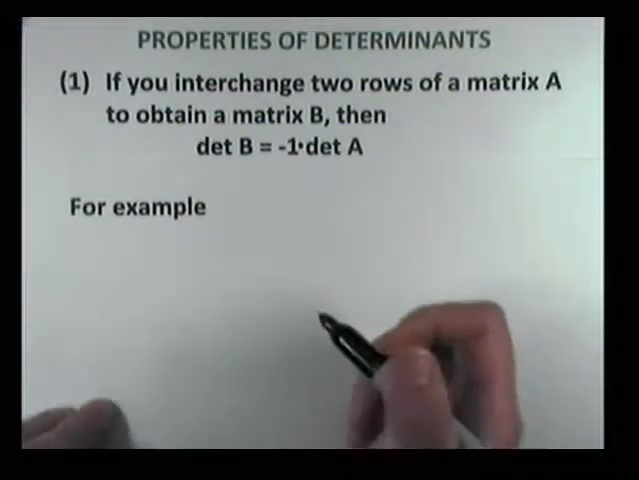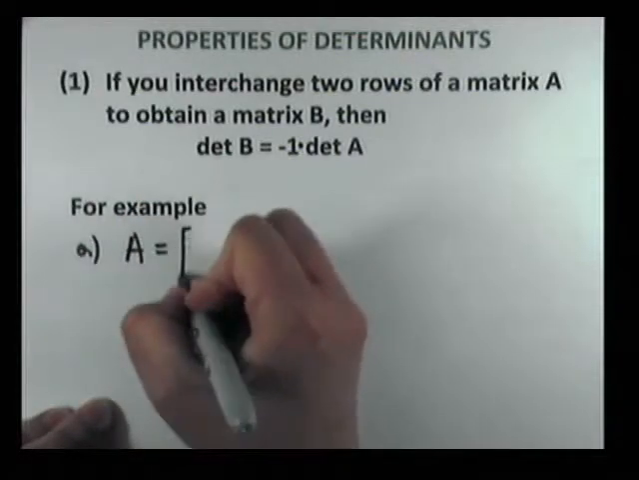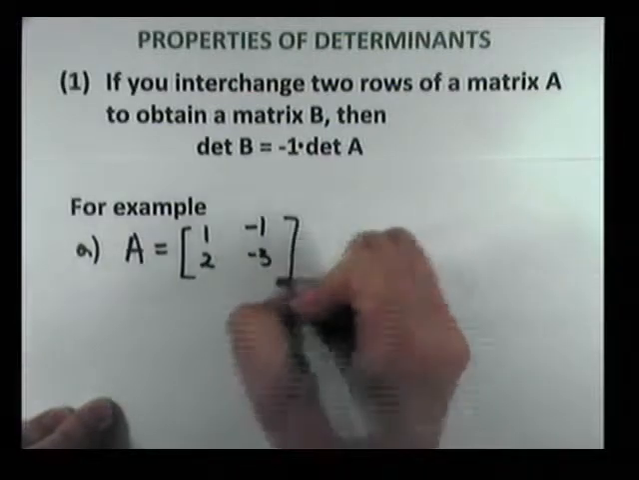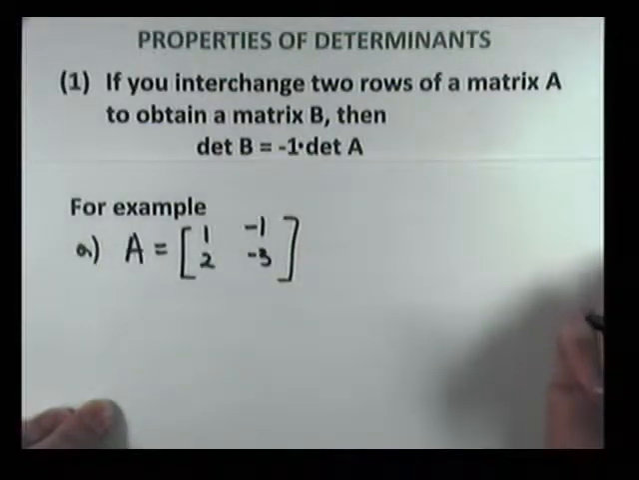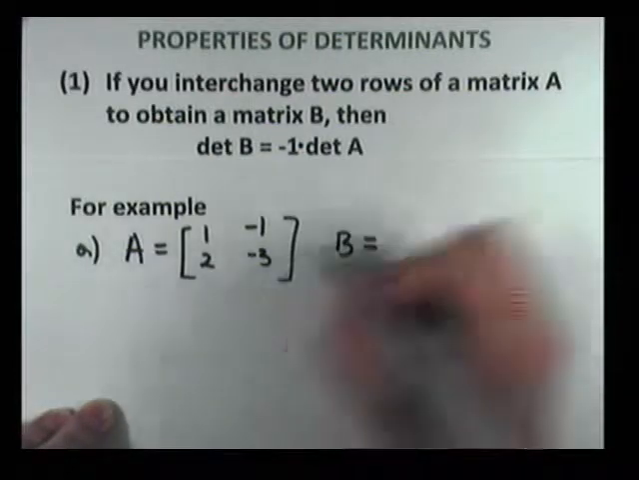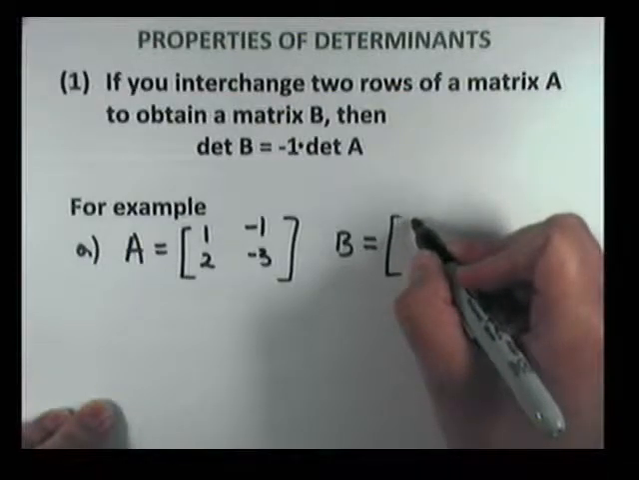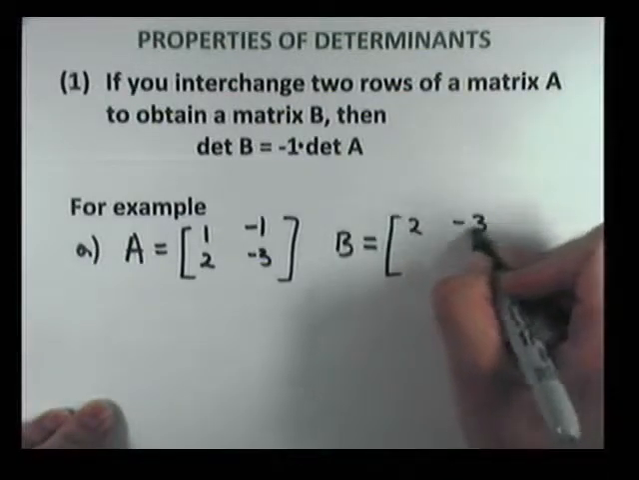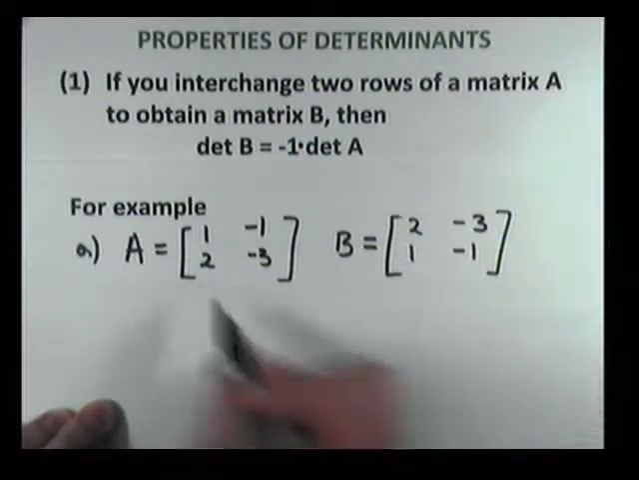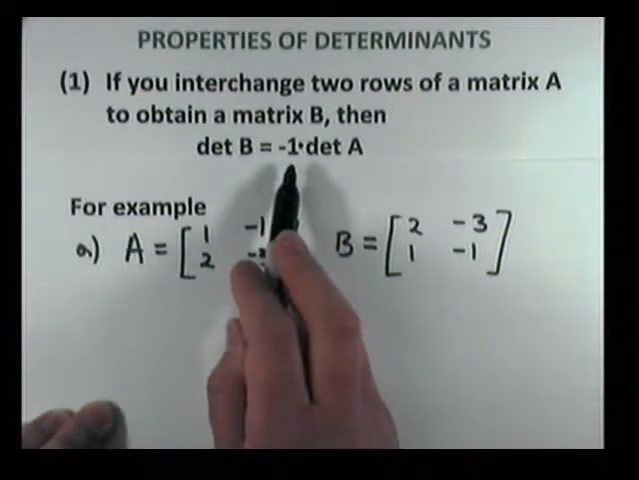For example, my matrix A is equal to 1, -1, 2, and -3. I would like to show first that those properties are true. So matrix B, we change those rows. So I have 2, -3, and 1 and -1. Find determinant of A, find determinant of B, and see if indeed it differs by -1.